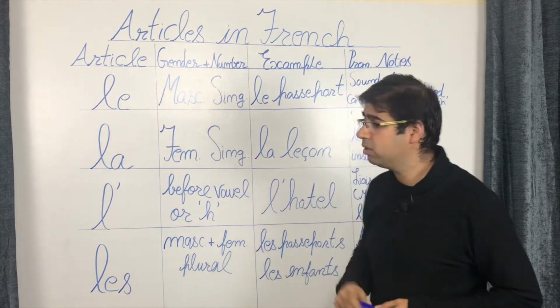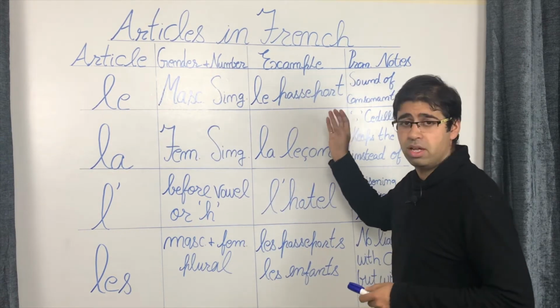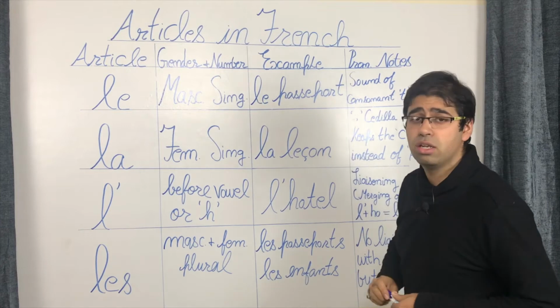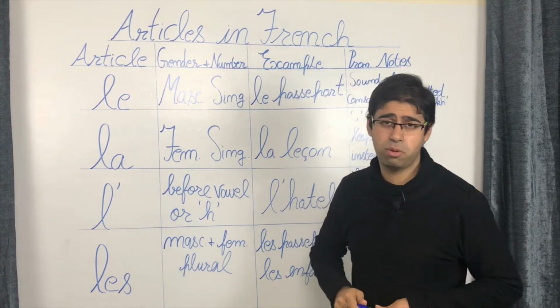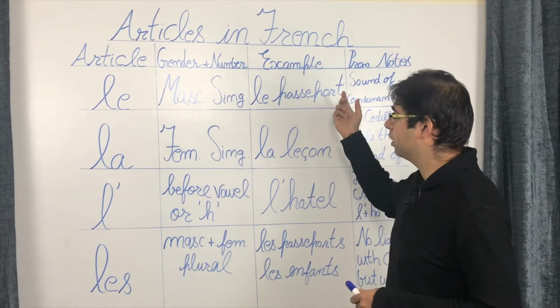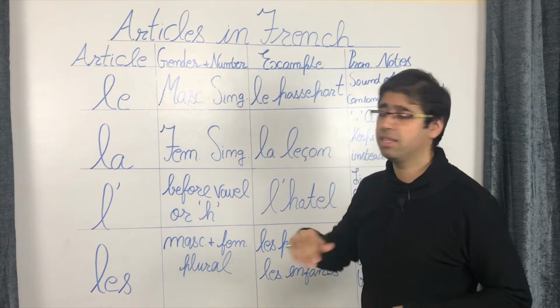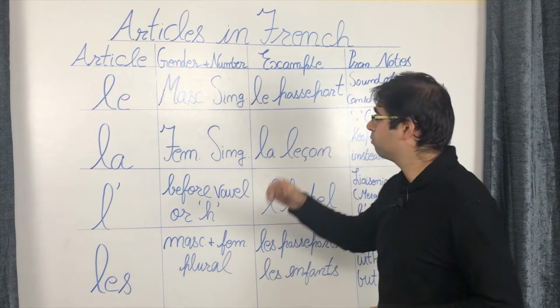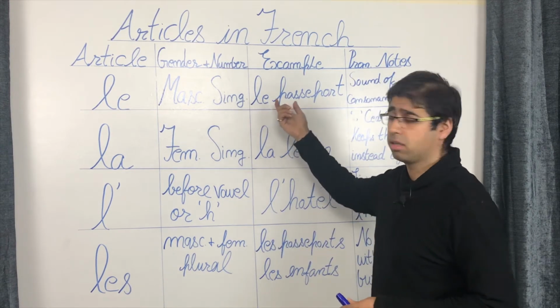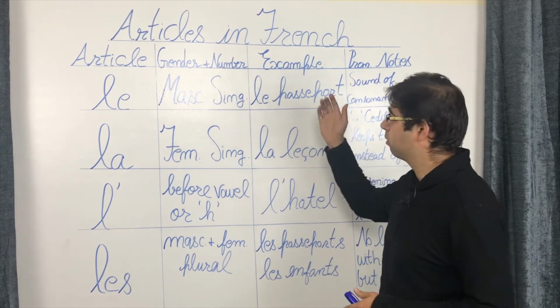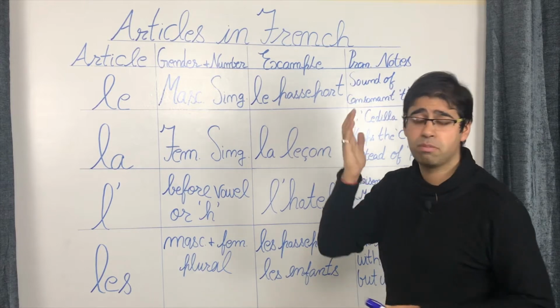Let's take an example. You've got le passeport. Le passeport, which in English would translate to the passport. Now over here, passeport in French is masculine in gender, and you've got one passport over here, hence it is singular as well, which is why we use le as the article fitting with passeport. You've got le passeport.